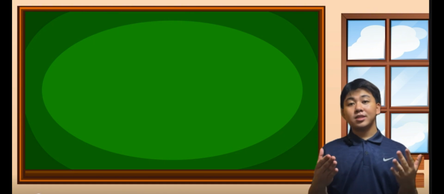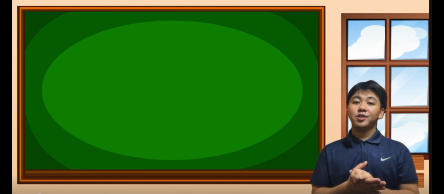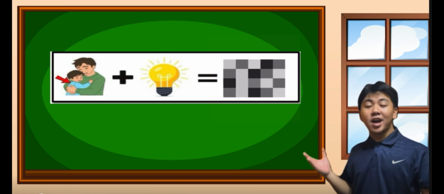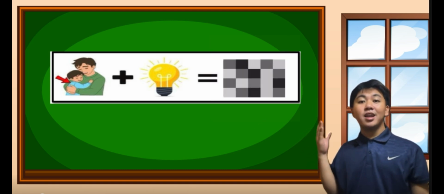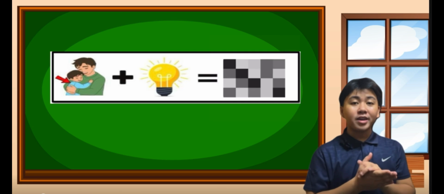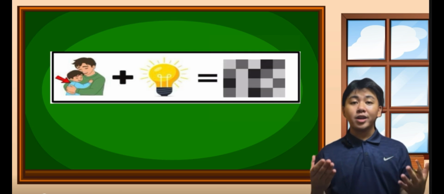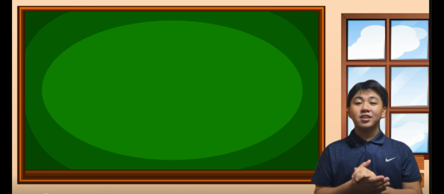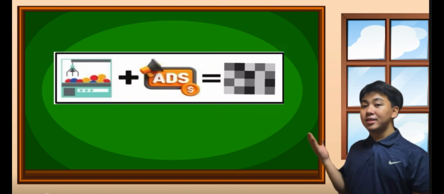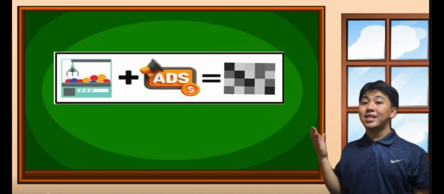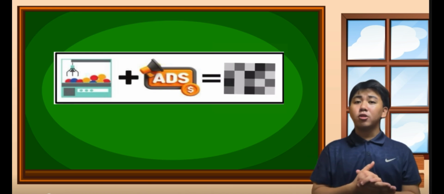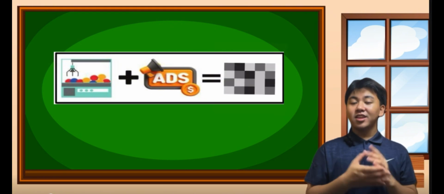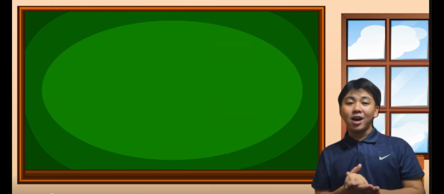Before we begin our discussion, I have a little challenge for you. Here is our first image. We have a parent hugging a child and a light bulb. When we combine these ideas, we get the word correct, sunlight. Next one, we have this game machine and the word ads. So let's try to combine them. The word that we create is correct, clouds.